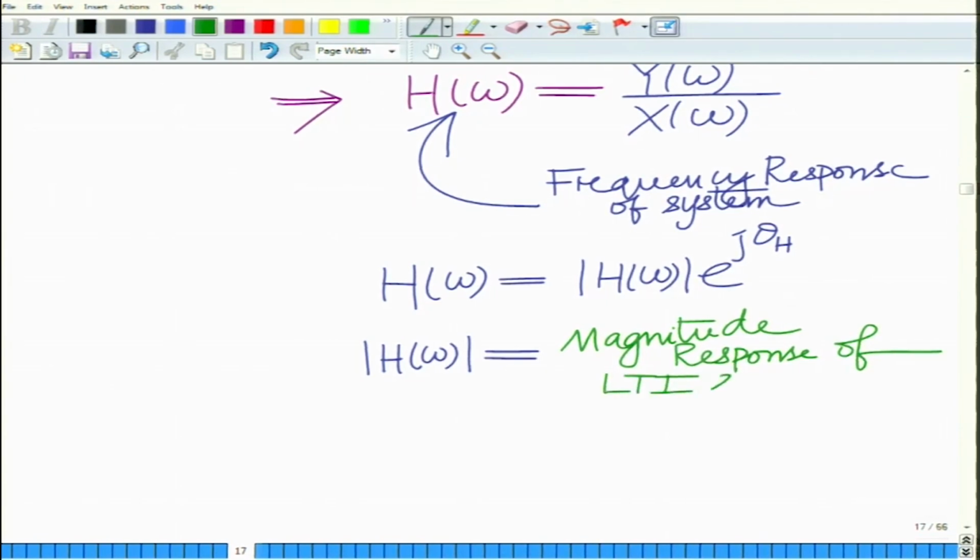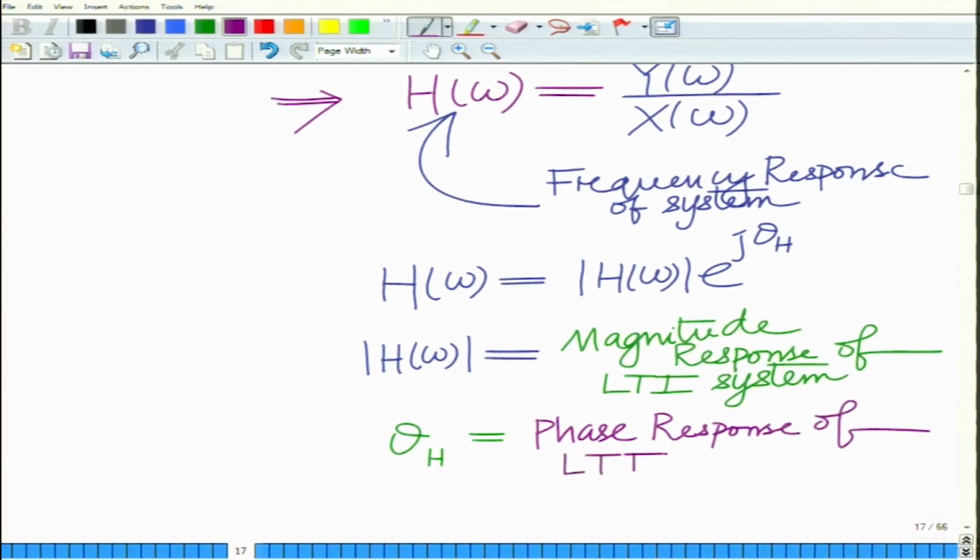Magnitude response of the LTI system, and the quantity theta h is termed as the phase response. So, we have H of omega, which is the frequency response of the LTI system, that is nothing but the Fourier transform of the impulse response. The magnitude of H of omega is the magnitude response, and theta h, that is the phase of H of omega, is the phase response.